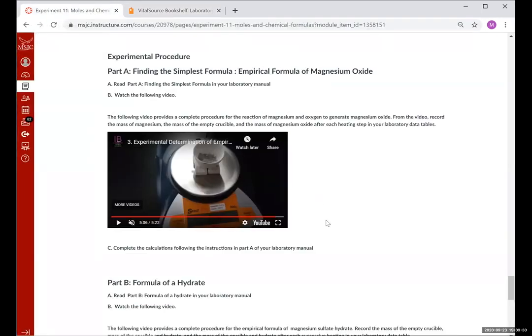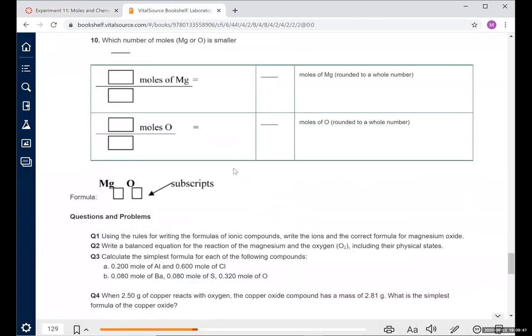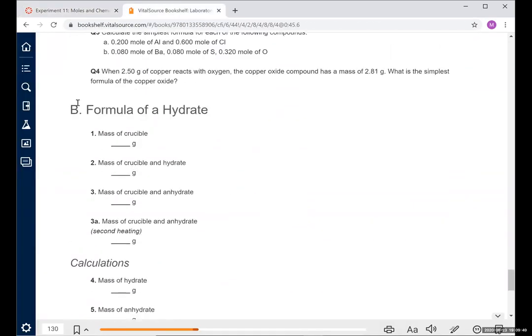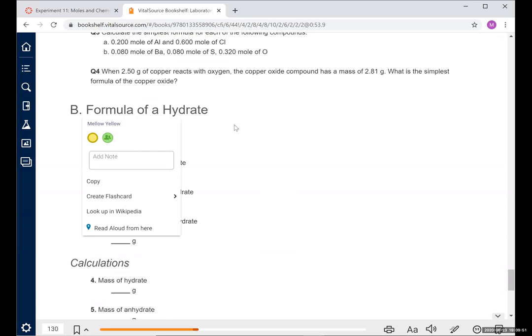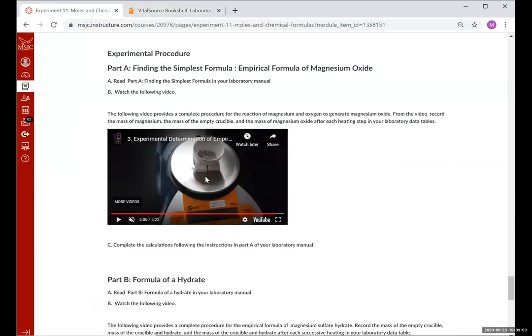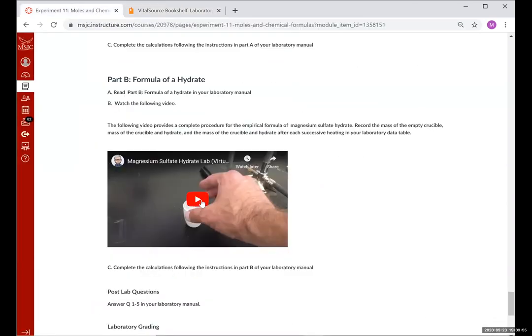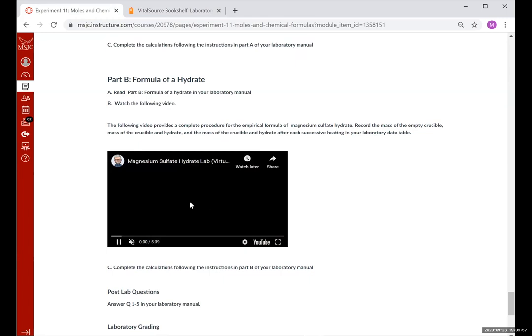Now, that's part A. Does part A make sense to everyone in terms of where you're collecting the data and how you're collecting the data? So you're going to watch the video and collect the data at key points. For part B, as an overview, we're looking at the formula of a hydrate. And just like before, they're taking their measurements using a crucible and a balance.